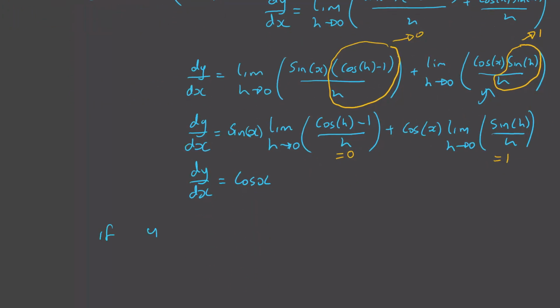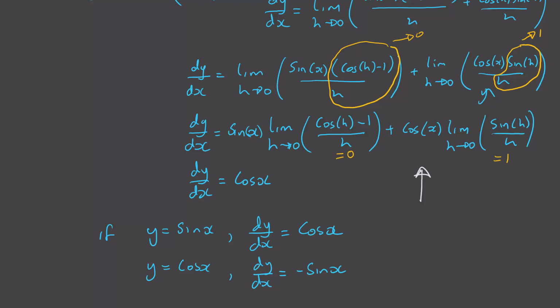So if y is equal to sine x, dy dx is equal to cos x. And using a similar analysis to this, you can show that if y is equal to cos x, dy dx is equal to negative sine x.